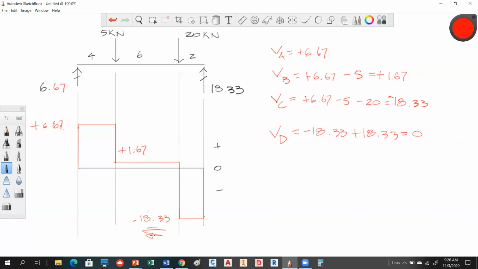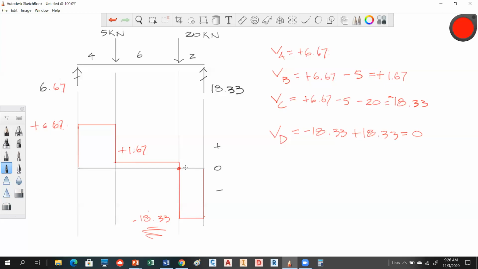Yep. Now, notice at this point that it crosses the zero. So when we get into the moment, which we'll get to in a minute, that's going to be a critical point because that's going to define where you get a point of maximum moment, okay? So keep that in mind. Where shear crosses zero, you're going to get a point of maximum moment.